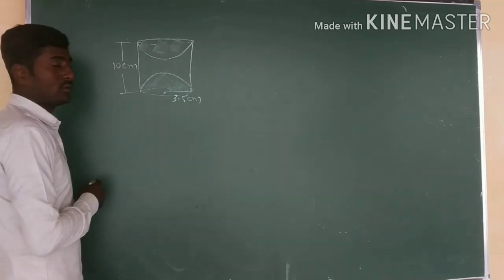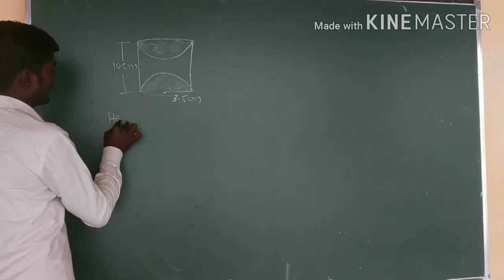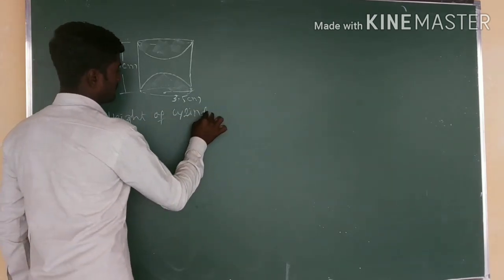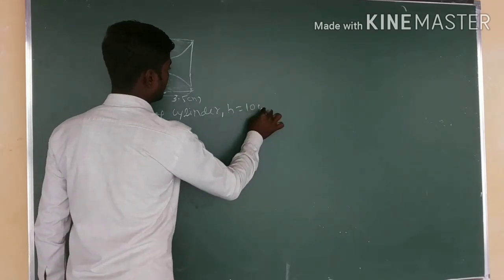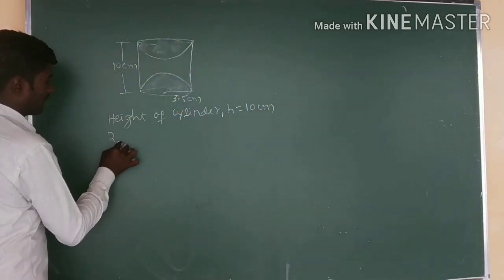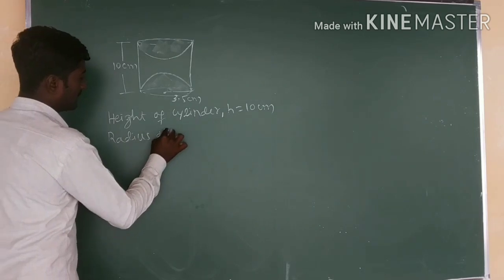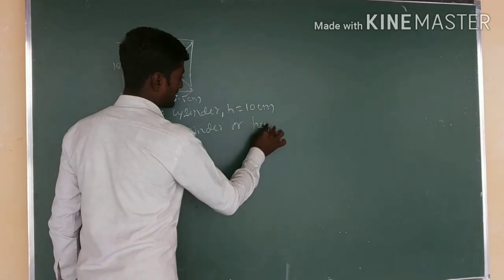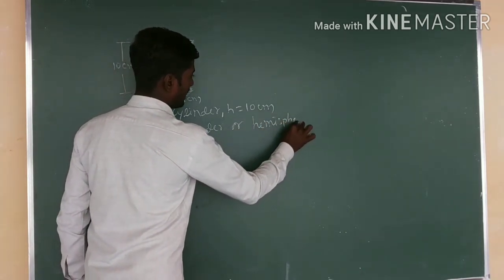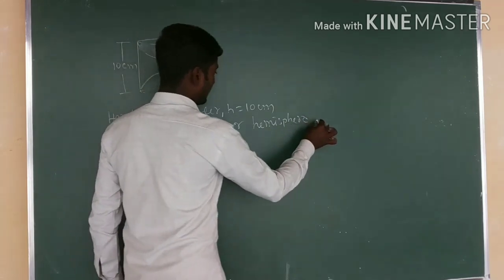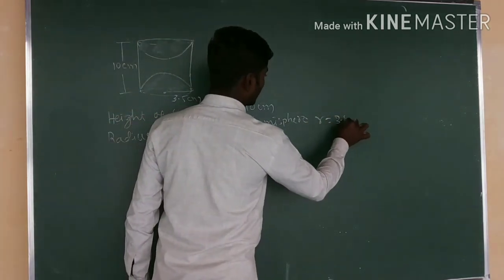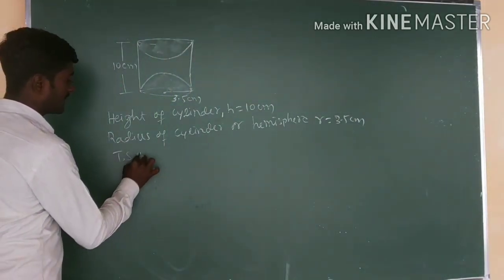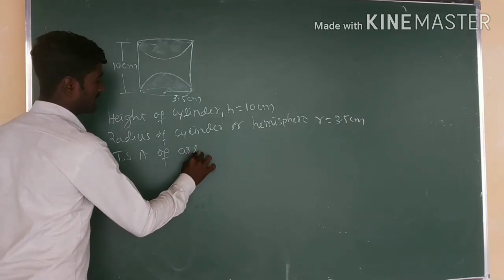So let us write the given data first. The height of the cylinder, I will take as h equals 10 centimeter. And now the radius of the cylinder or hemispheres, both are the same. That I will take as R equals how much? 3.5 centimeter. Now they ask you to find what? They ask you to find the total surface area of the article or remaining solid.